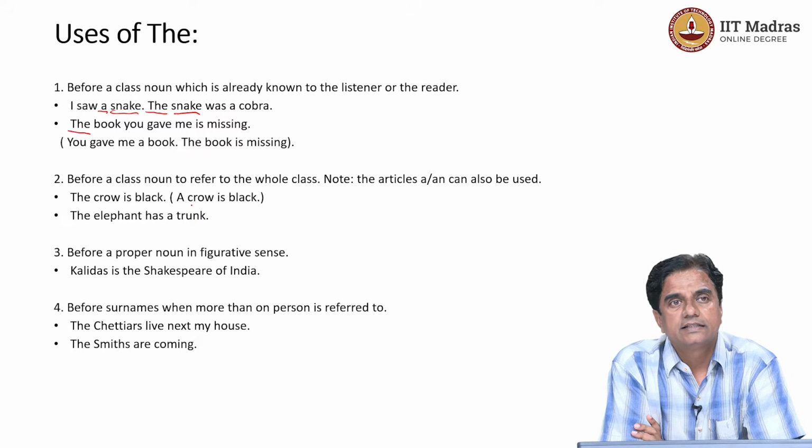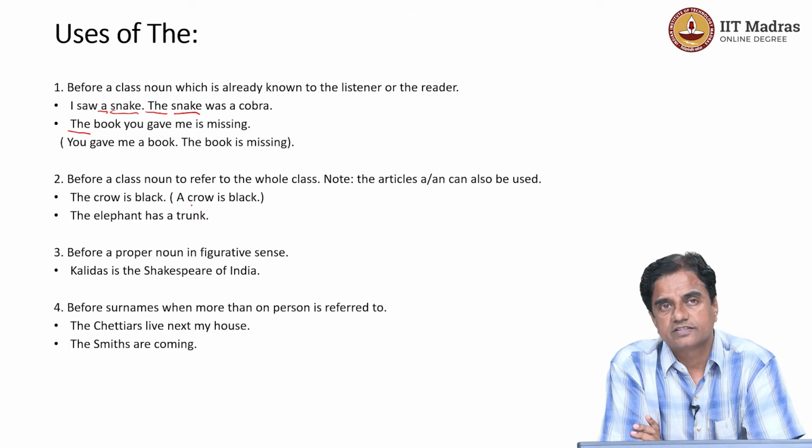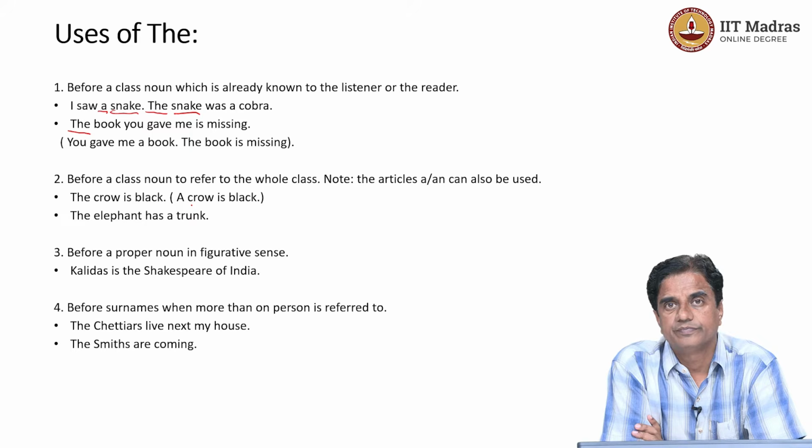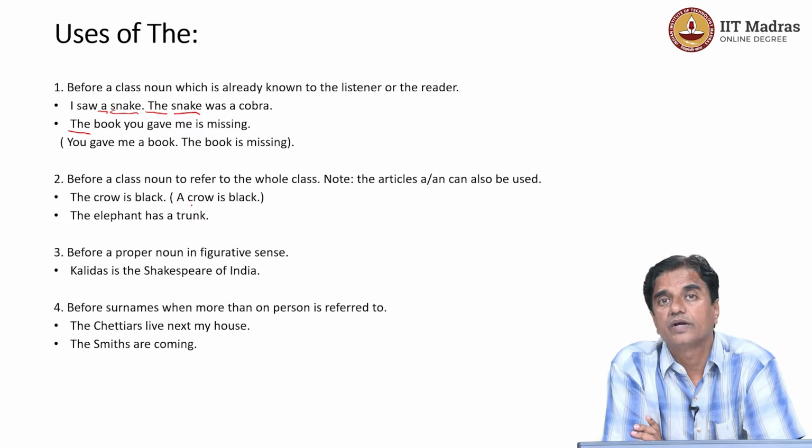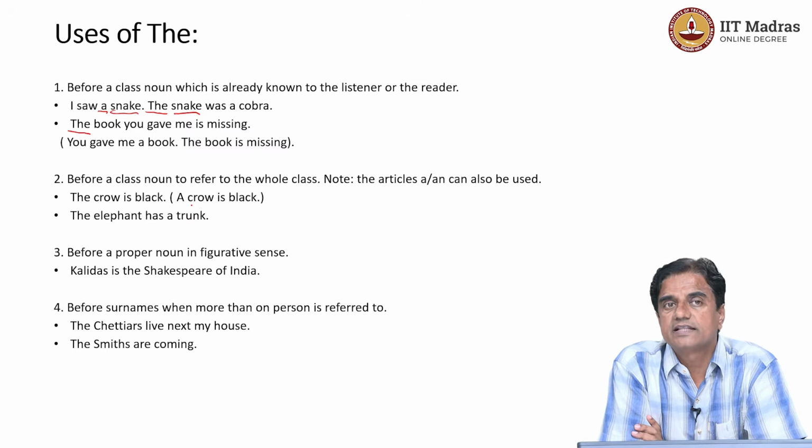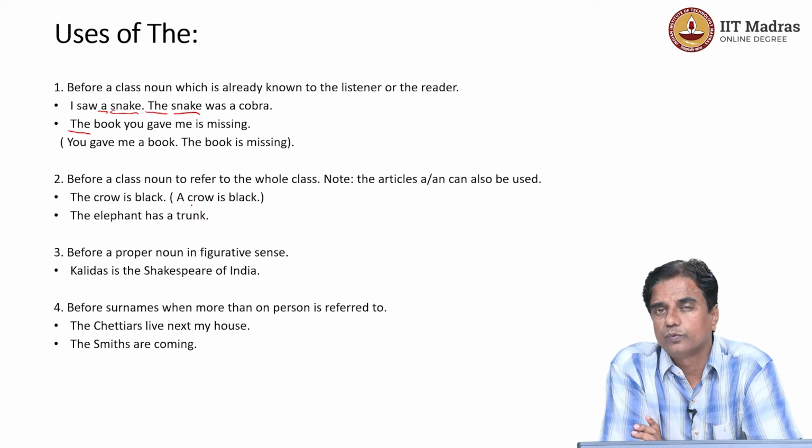So we can say things like the Chettiars. In the context as the Chettiars live in the next house. We can say the Chettiars live next to my house. Meaning, we are not referring to one person, we are talking about all of them. That is, all people living in the house who have the names Chettiar. The Smiths are coming. So, we are not talking about one particular Smith, we are talking about a group of people who all are known as Smith.